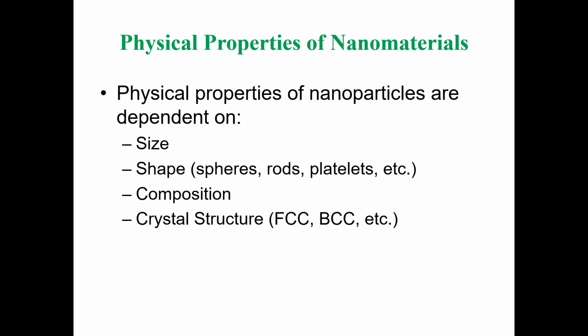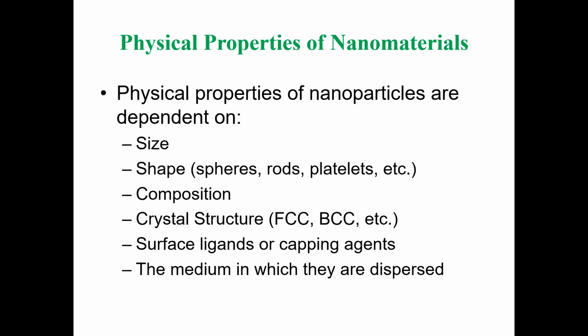And along with that, also the crystal structure. It's important to know whether the crystal structure is face centered cubic or body centered cubic, etc. So it also affects the physical properties of the nanomaterial. We will try to explain each of them in detail in the coming slides or lectures. Along with that, the surface ligands or capping agents also affect the properties of the nanomaterials, plus the medium in which they are dispersed. It also affects the physical property of the nanomaterial.